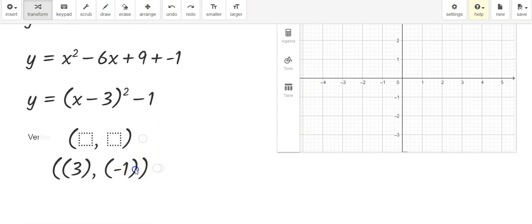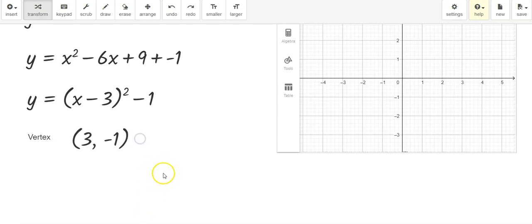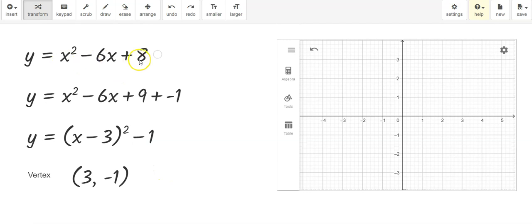Now I'm going to clean this up by clicking on the parentheses. And then I'm going to move this back up here because I don't need to see all that. So now I have the function in standard form. I have an intermediate step here, and then my function is in vertex form.